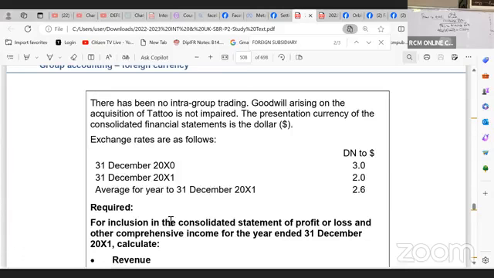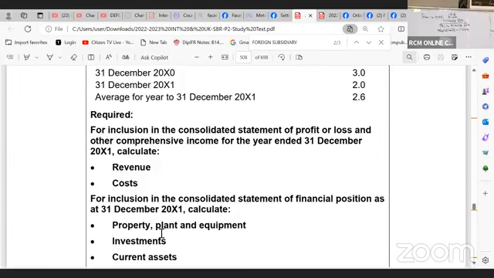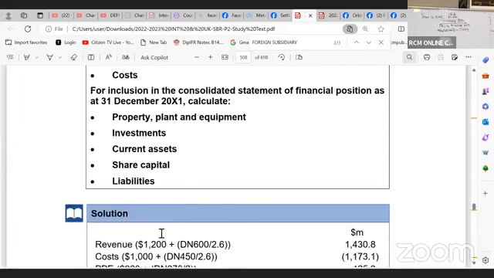For inclusion in the consolidated statement of profit or loss and other comprehensive income for the year ended 31st December X1, calculate revenue and cost. For inclusion in the statement of financial position, calculate property, plant and equipment, investments, current assets, share capital and liabilities.